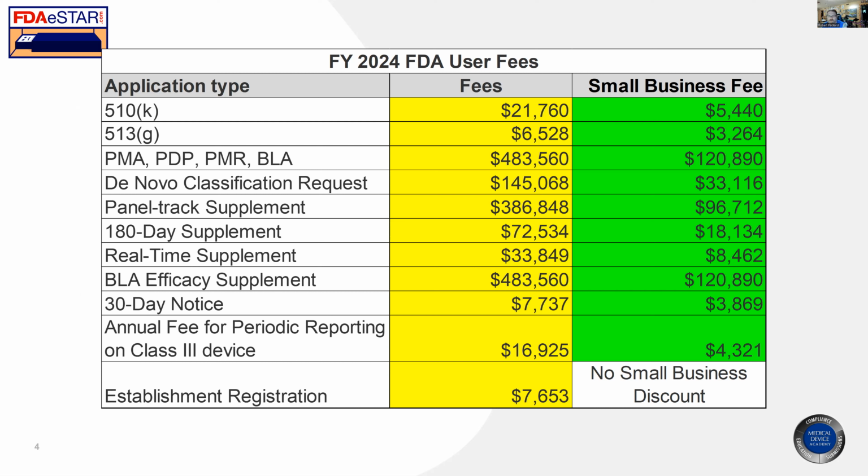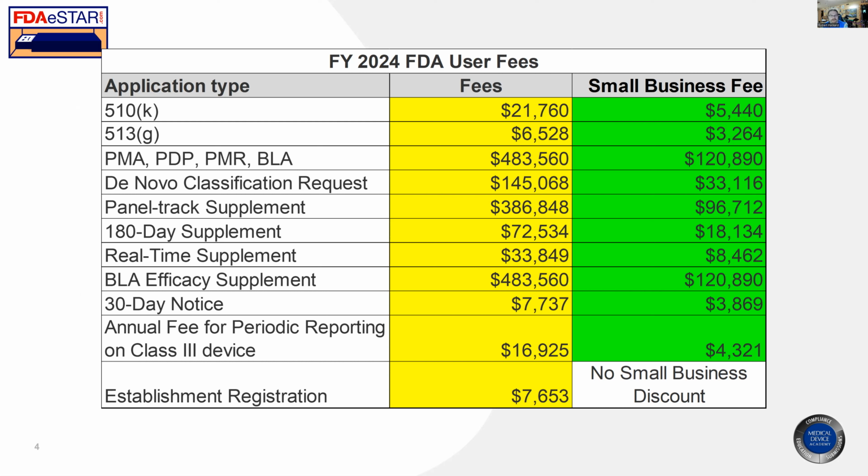And you see all the user fees for all the submissions and the establishment registration is a significant increase. All the submission fees have gone up by 9.5%. The establishment registration fee has gone up by almost 18%. So normally in past years, we've seen like a 6% or 5% increase.